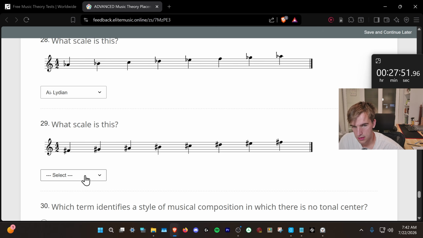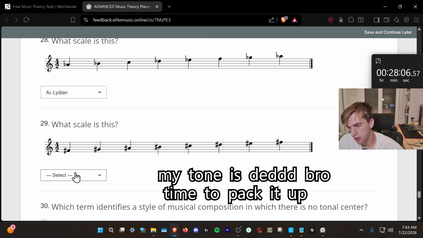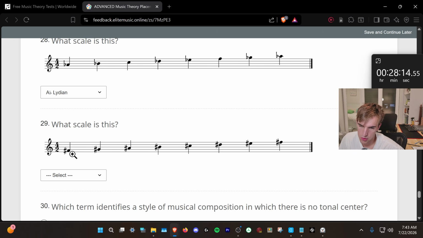What scale is this? Same shebang. 1, 2, 3, 4, 5, 6, 7, 8. So 7 sharps would be C sharp major, right? But you're starting on F sharp. 3, 4. That's F sharp Lydian. Yes.